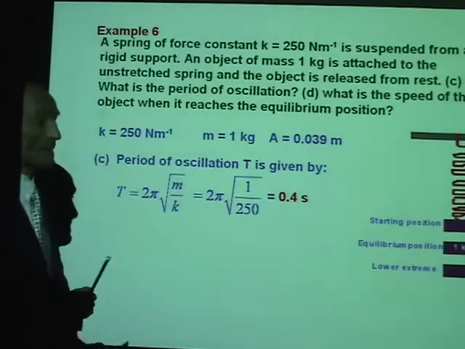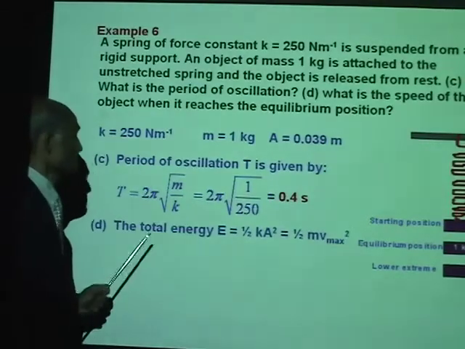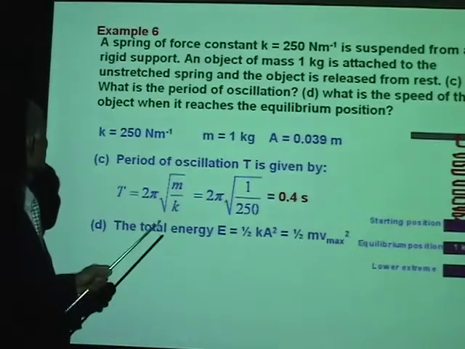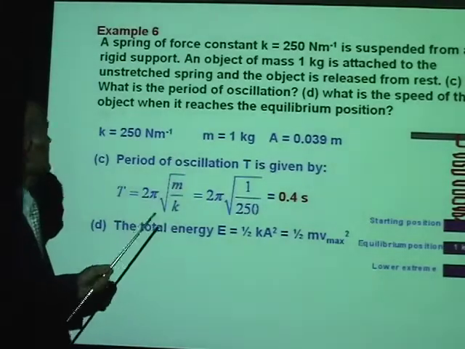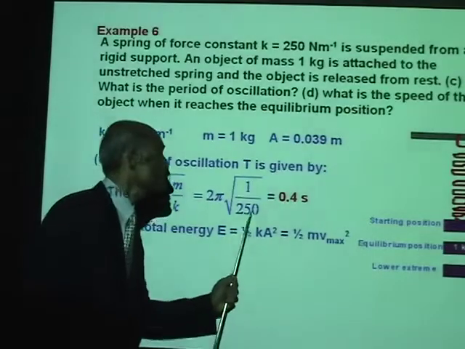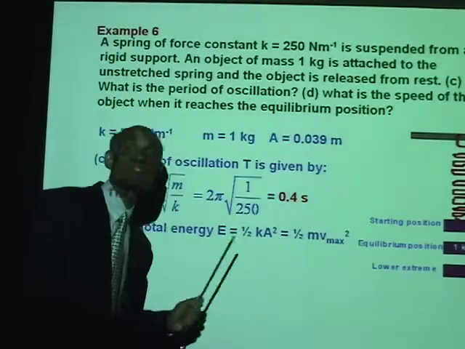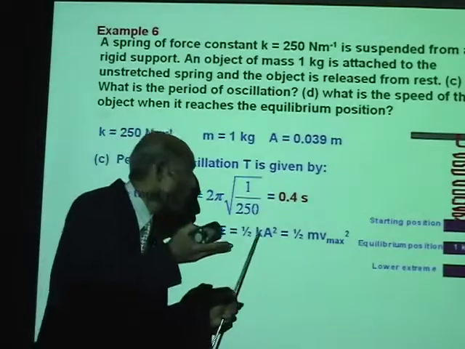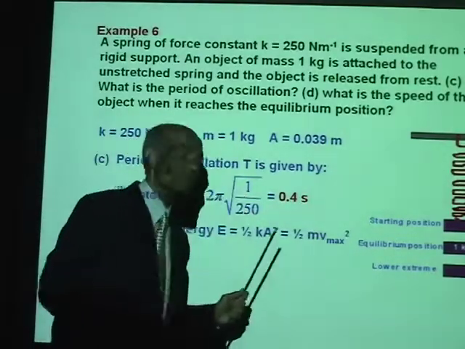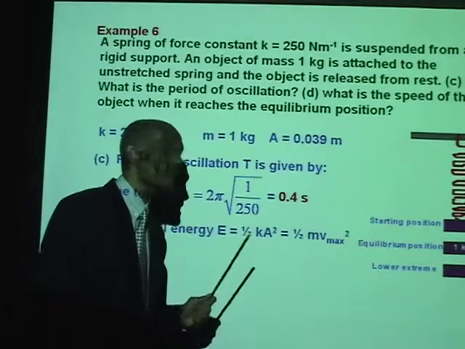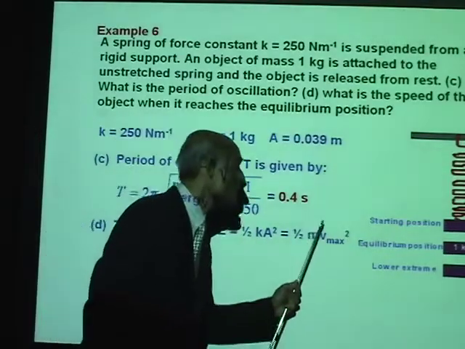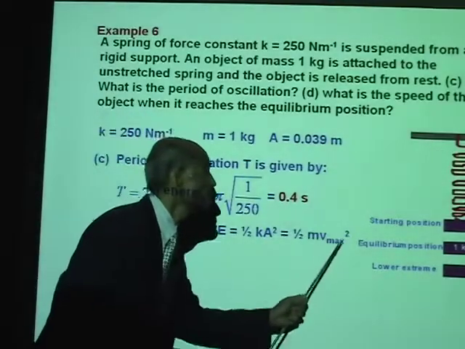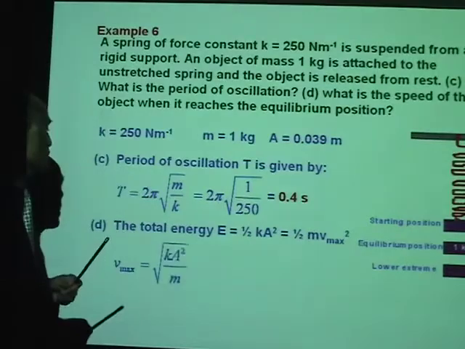Well, you've got to recall all that. Well, let's first of all talk about the total energy. That is D, is that right? Now, the total energy is 1/2 k a squared. And at the equilibrium position, all that energy is kinetic energy. So we say 1/2 k a squared equal to 1/2 m v max squared. Can you solve for v max from there?